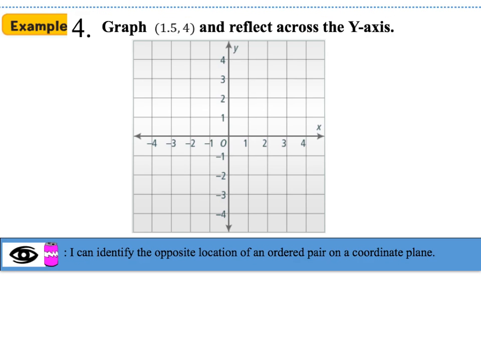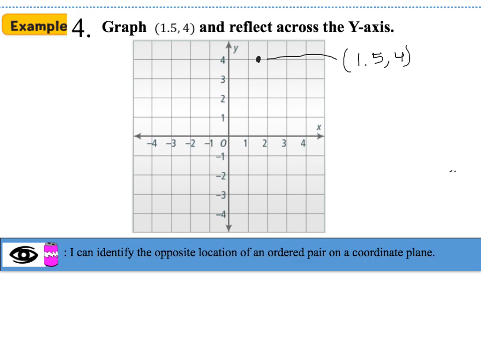So example 4 is asking us to graph the ordered pair 1.5, comma, 4, and then reflect across the y-axis. So let's go ahead and graph first. I'm going to start at 0, 0, and I'm going to start on my x-axis, and I'm going to go over to 1.5. So here's 1.5 right here. Now I'm going to climb up to 4. So my dot, or my point, should go right here. Now remember, the ordered pair for that was 1.5, comma, 4.